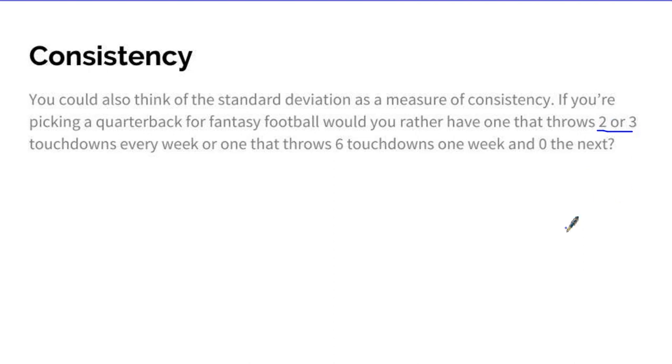Okay, this guy that throws 2 or 3 every week, he's going to have a small standard deviation because if we write out all the number of touchdowns that he scores every week, they're all going to be really close together. All right, this guy, he's going to have a big standard deviation because he might have a 6 or a 5 and then a bunch of zeros, and those numbers are more spread out than a whole lot of 2s and 3s. Okay, so more spread out data, higher standard deviation, and depending on what we're talking about, less consistent performance.